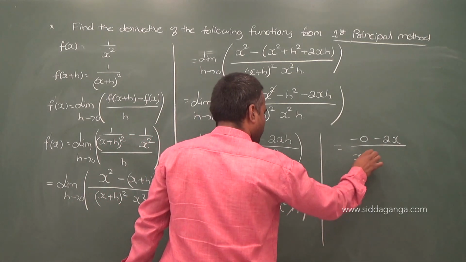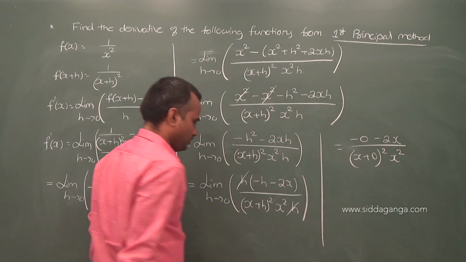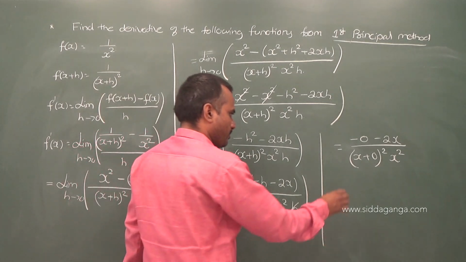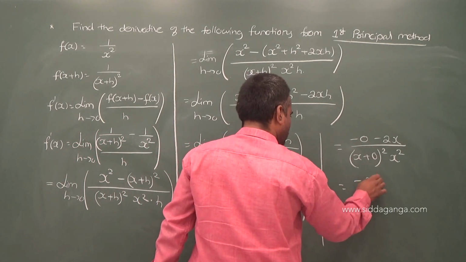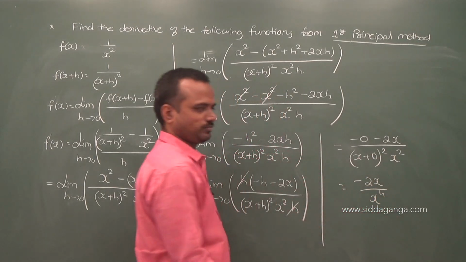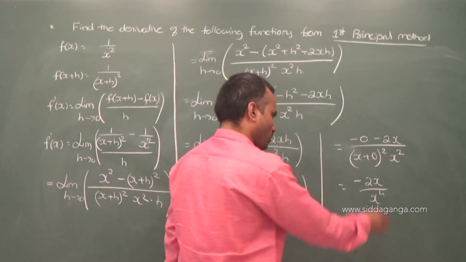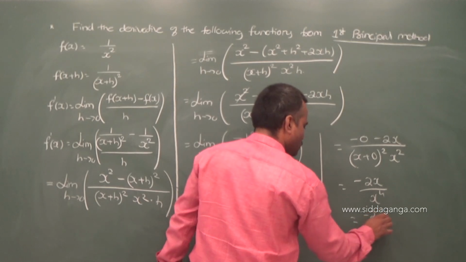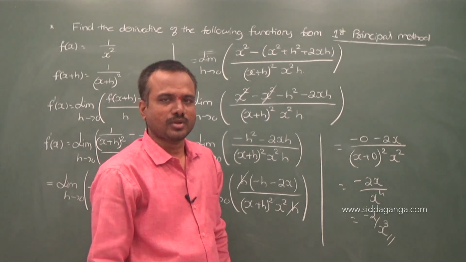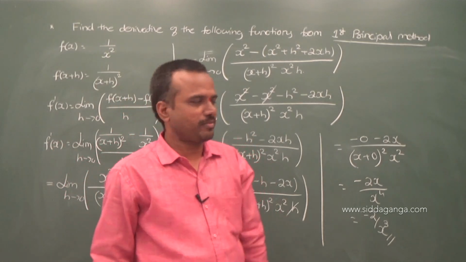X plus 0 whole square into x square. Observe. Minus 2x, x square into x square, x to the power 4. Correct? X plus 0 is what? X. X square into x square, x to the power 4. One term gets cancelled. Minus 2 divided by x cube. The f dash of x of 1 by x square is minus 2 divided by x cube.